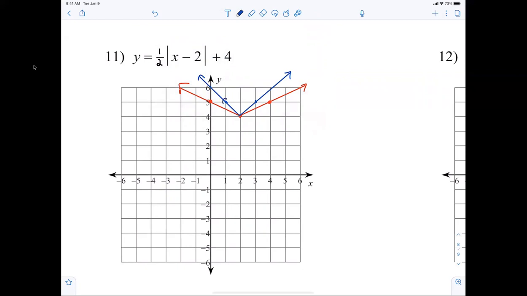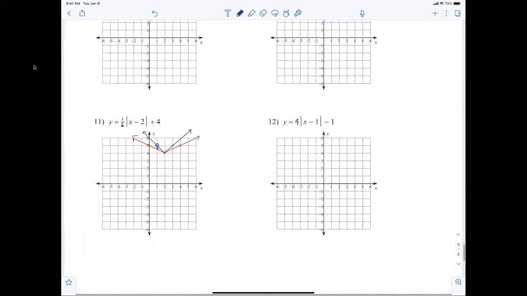Because each point has been reduced by a factor of, guess what? By 1/2. Exactly. Every y value was multiplied by 1/2. Everybody good with that?